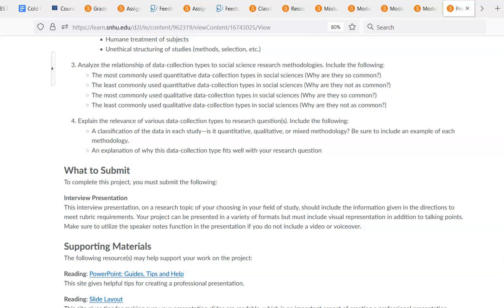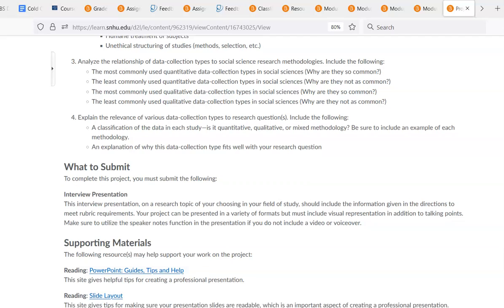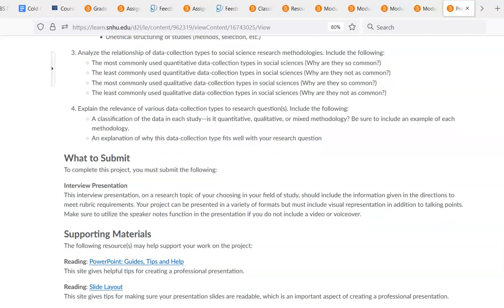Good job. And going down to number 4, and again, I shouldn't go too fast, include the following. So make your list, check it off, make sure that you are complete and comprehensive. It takes time and it takes work. Let me know if you need help. The last, number 4, explain the relevance of various data collection types to research questions.